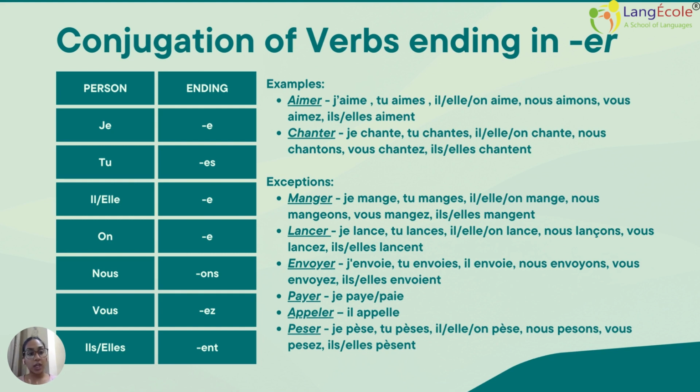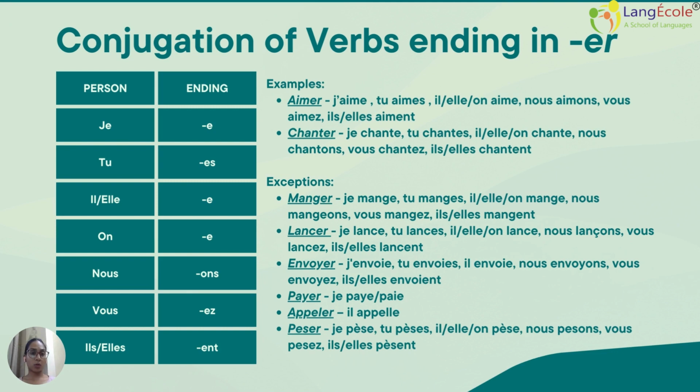So the conjugations of the aimer verb are j'aime, tu aimes, il aime, elle aime, on aime, nous aimons, vous aimez, ils aiment, and elles aiment. Another example for an er ending verb is the chanter verb. And the conjugations for the chanter verb are je chante, tu chantes, il chante, elle chante, on chante, nous chantons, vous chantez, ils chantent, and elles chantent.